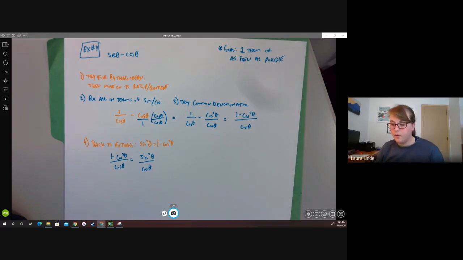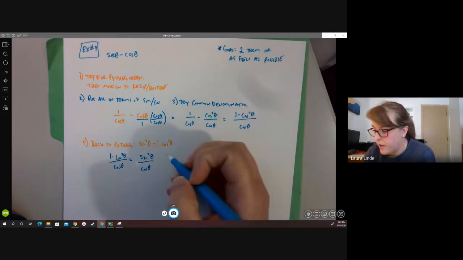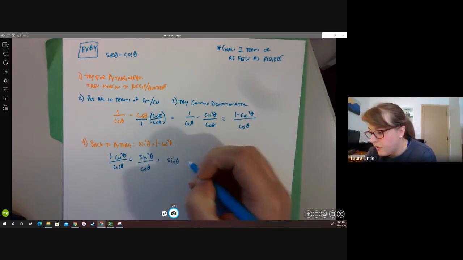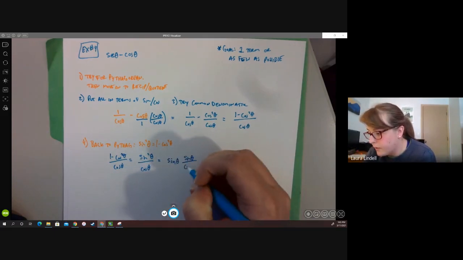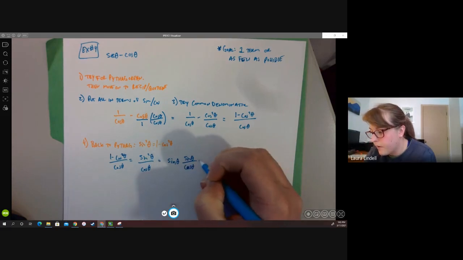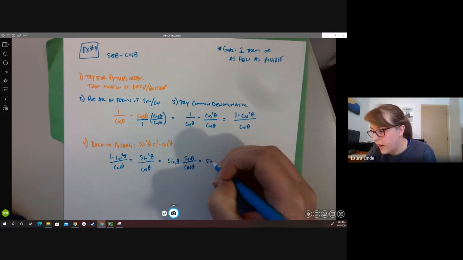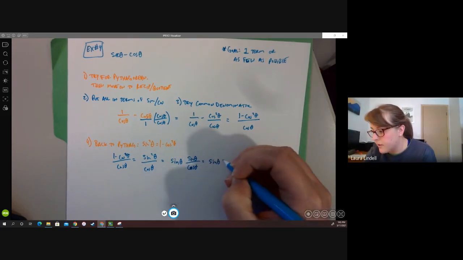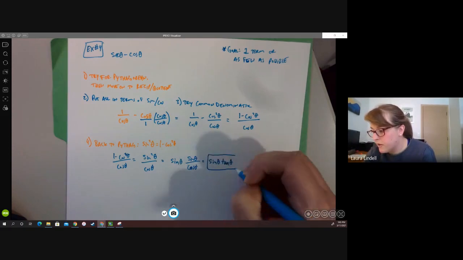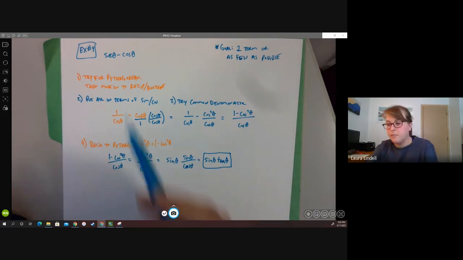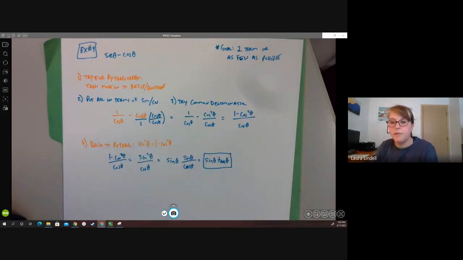And now we can continue simplifying just a little bit here. This is equal to, if I pull off a sine, sine times sine over cosine. And then we know that sine over cosine is tangent. So this is equal to sine times tangent. And this would be our simplified version. So secant minus cosine is equal to sine times tangent.